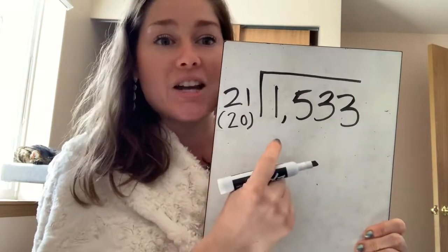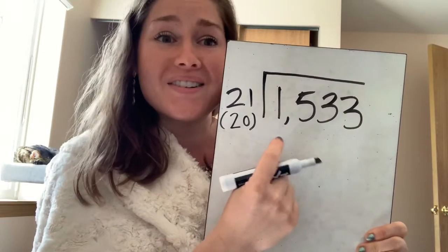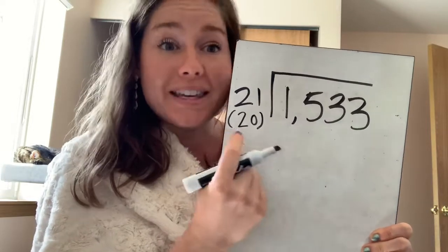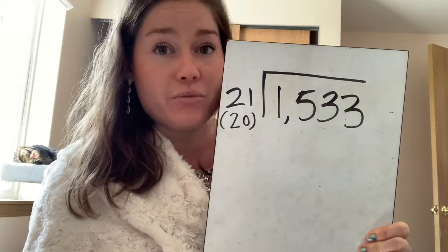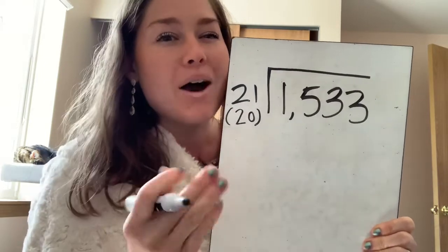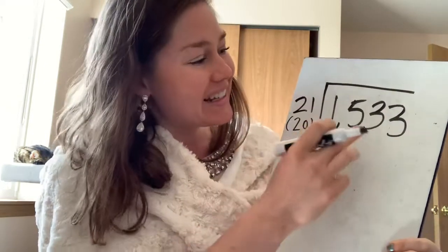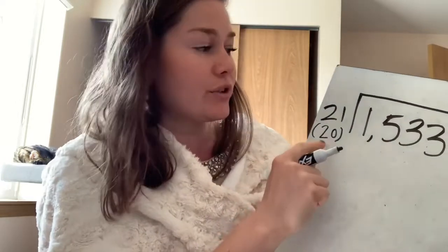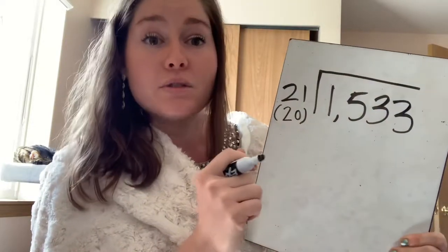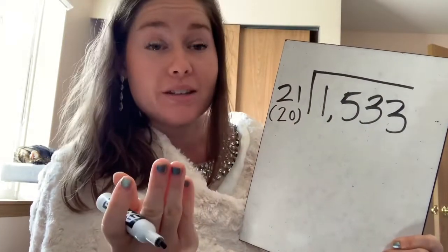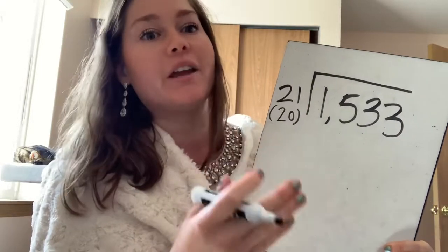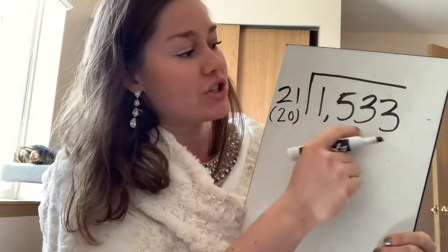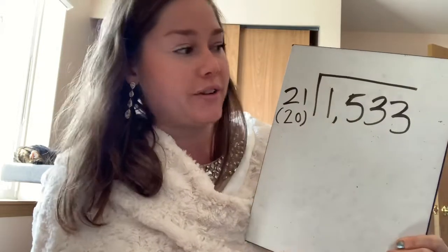So now I look how many times 20 can go into 1,533. It cannot go into 1. It cannot go into 15, but it can go into 153. Okay, so about 20 can go in 7 times. The way I figured that out was there's 2 options. One, you can skip count by 20s, which might take a little bit longer. So 20, 40, 60, until you reach just close enough to 153.